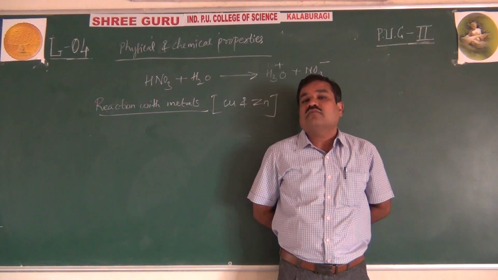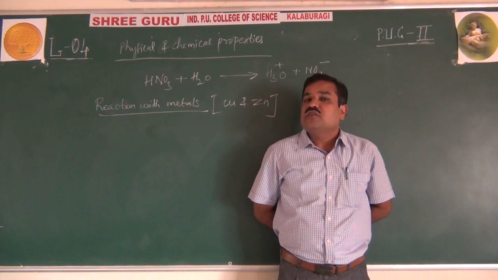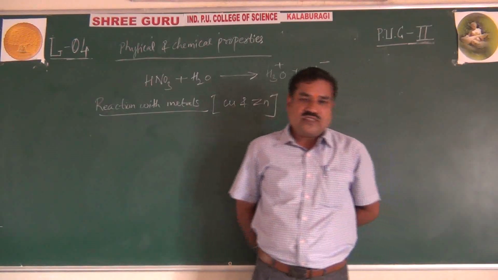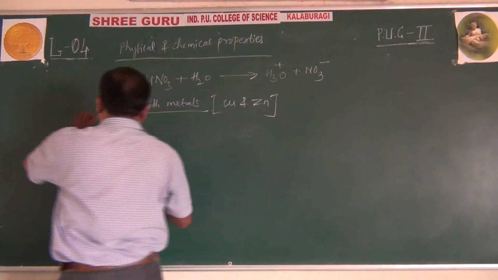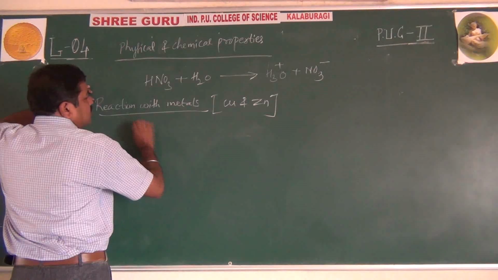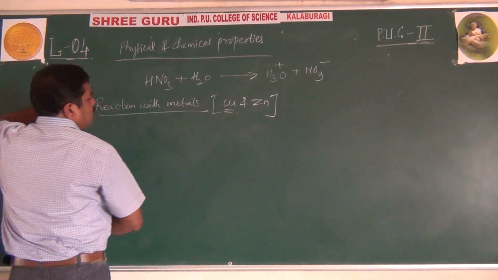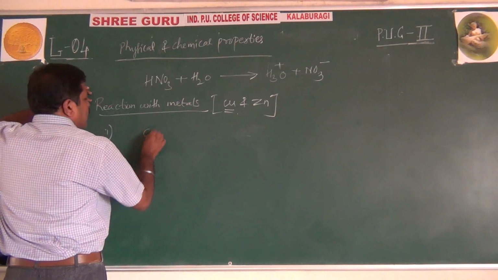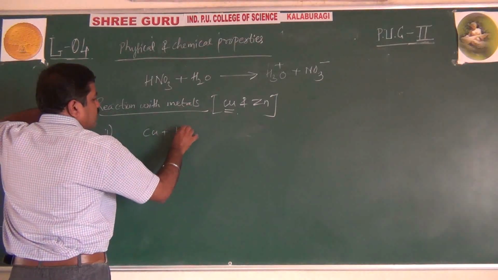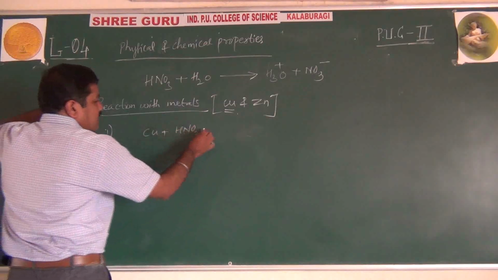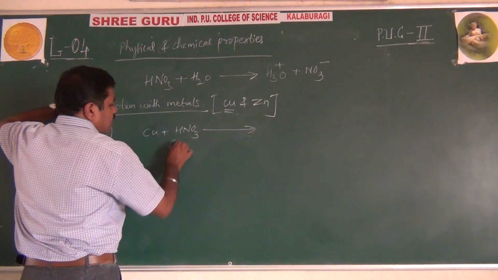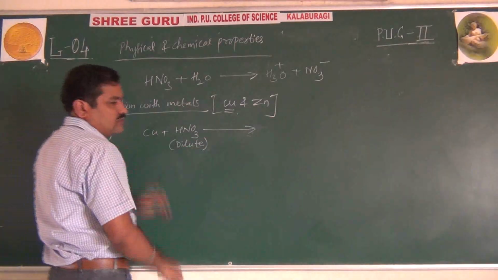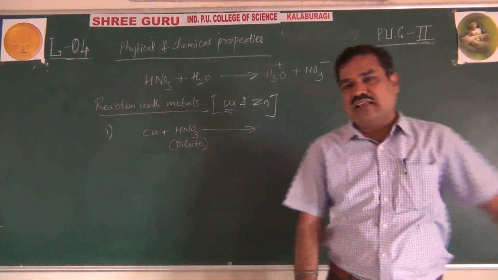That means sometimes some intermediate materials are used for the chemical reaction. What are those? Let us see one by one. First, the reaction of nitric acid with copper. How does it react with copper? Copper reacts with dilute nitric acid.